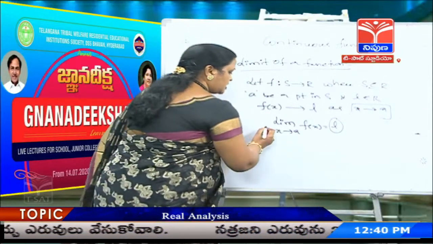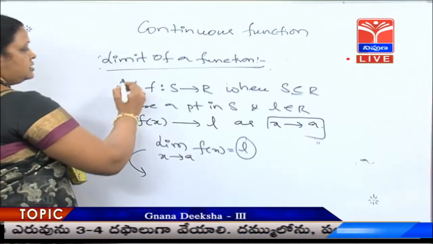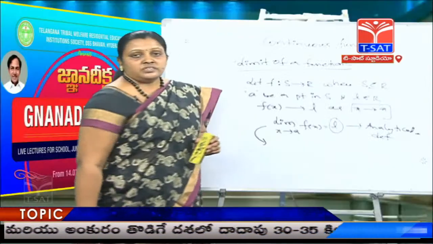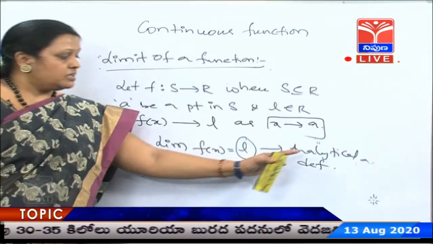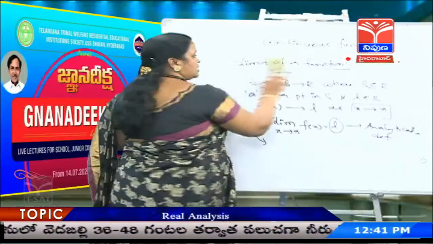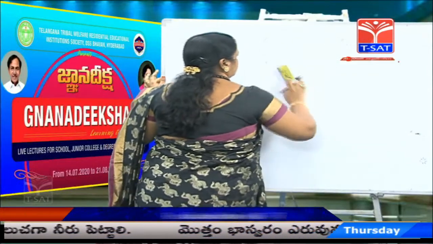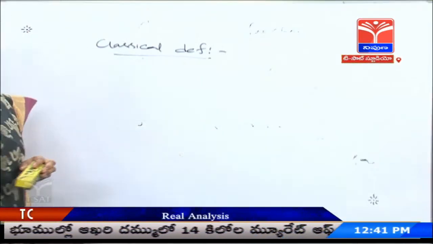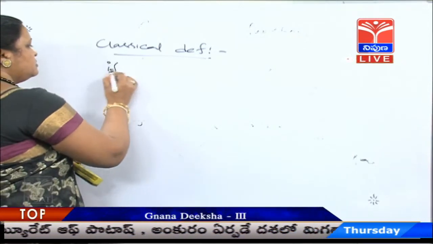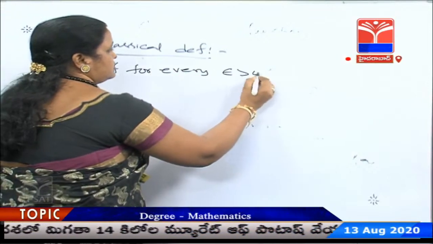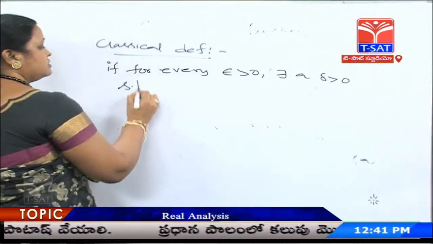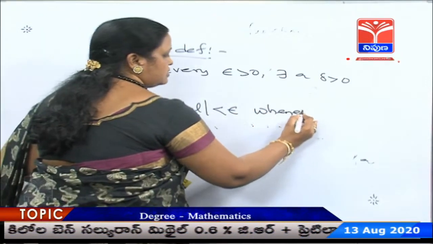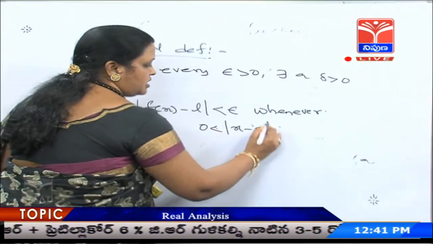Now, let me come to the classical definition, which you can suppose to be the analytical definition. Limit of f of x as x tends to A equals L whenever x approaches A. The classical definition of the limit of a function: for every epsilon greater than 0, there exists a delta greater than 0 such that the modulus of f of x minus L is less than epsilon whenever 0 is less than modulus of x minus a, which is less than delta.